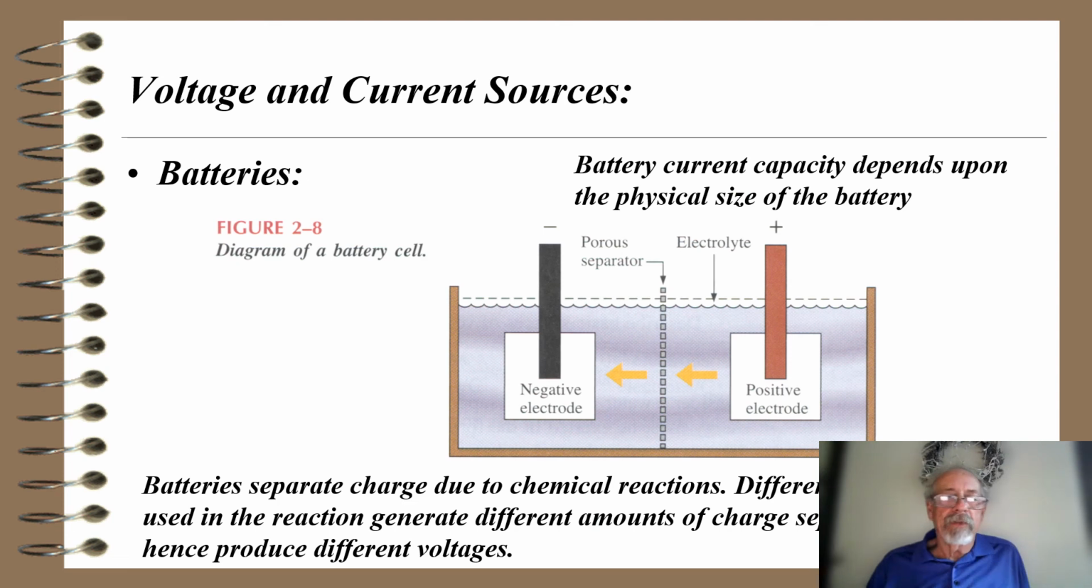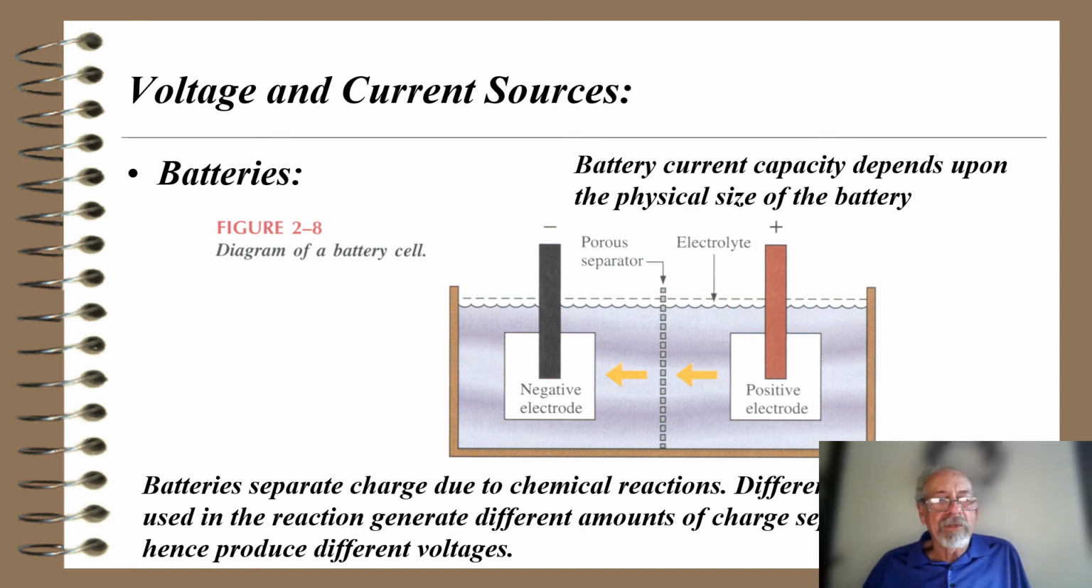Now, where do we get voltage? Well, this slide says voltage and current sources. So batteries have been around for years actually. This diagram of a battery cell shows an electrolyte, some fluid, a negative electrode, a positive electrode, and look at the plus and minus above them, and there's a porous separator between them. It says battery current capacity depends upon the physical size of the battery. And we know that AAA, AA, and single A batteries are various different sizes. If there is such a thing as a single A, I don't know, I think I just misspoke there.